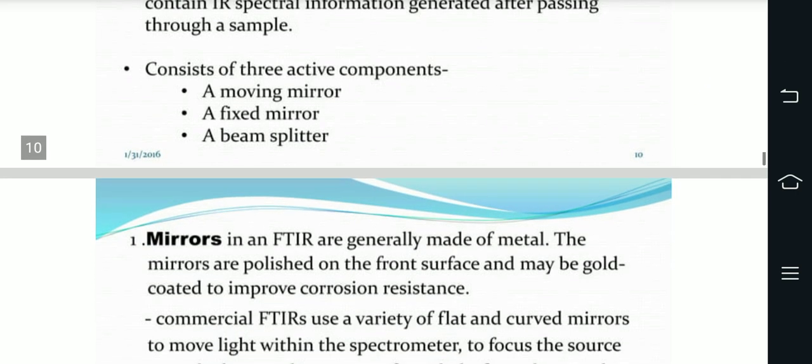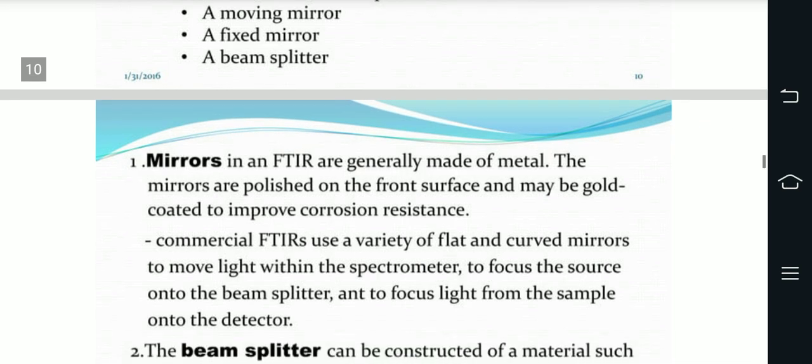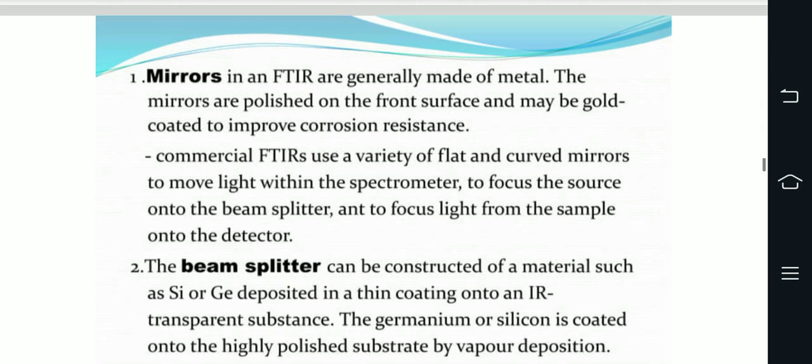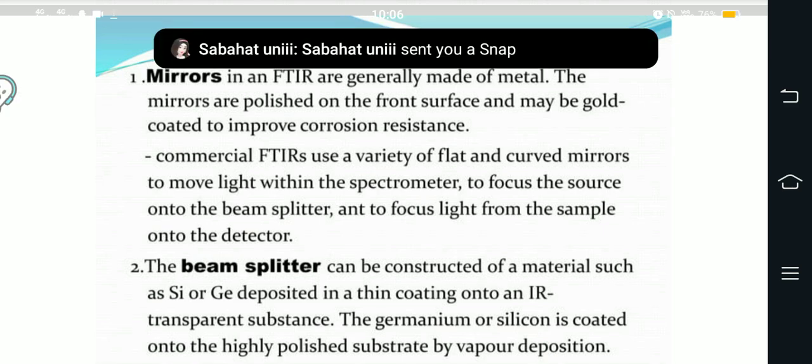a beam separator. Mirrors in an FTIR are generally made of metal. The mirrors are polished on the front surface and may be gold coated to improve corrosion resistance. Commercial FTIRs use a variety of flat and curved mirrors to move light within the spectrometer, to focus the source onto the beam separator, and to focus light from the sample onto the detector.